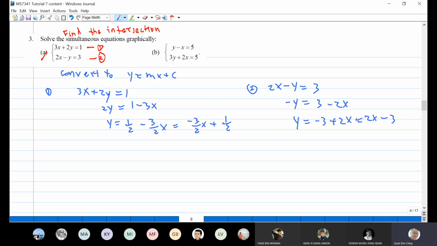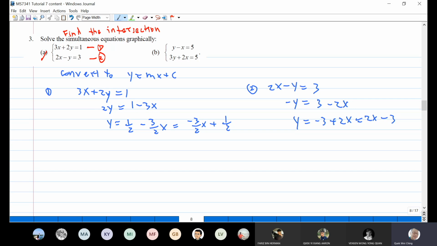Okay, so you have two equations. When you have two equations, of course, you want to make a table now. So let's try to make a table from here. How do you get a table? Because you have two straight lines. To draw a graph, you need a table. How to make a table from here?